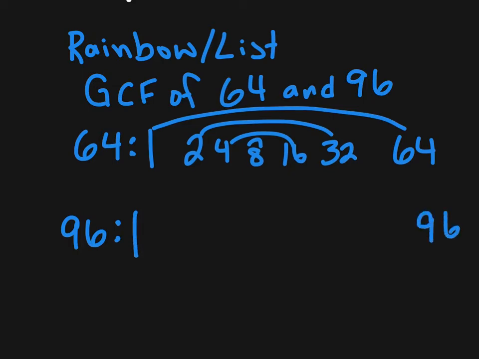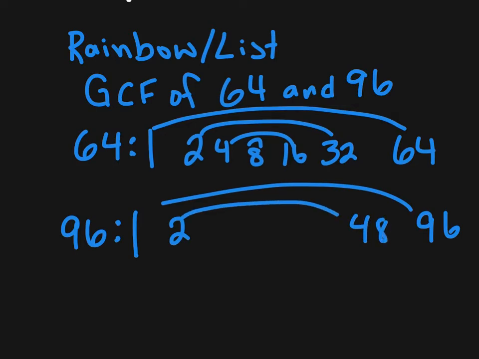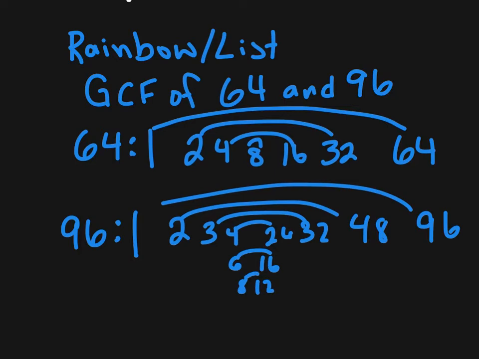So 1 and 96. 2 times 48. 3 times 32. 4 times 24. 6 times 16. And then we have 8 times 12. So I kind of ran out of room.